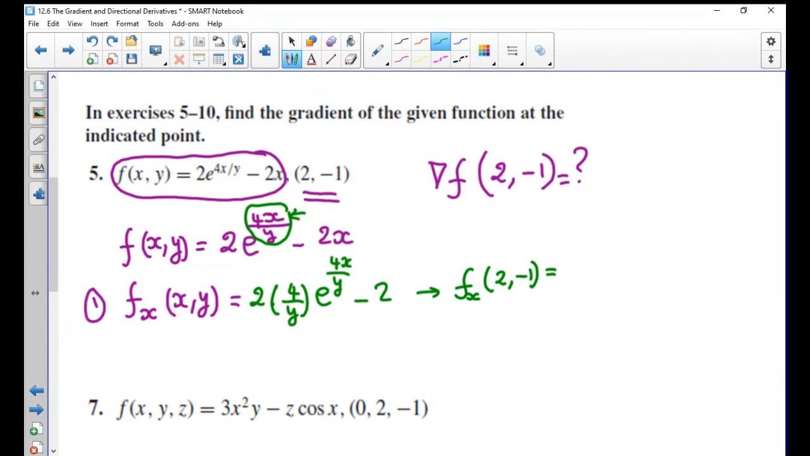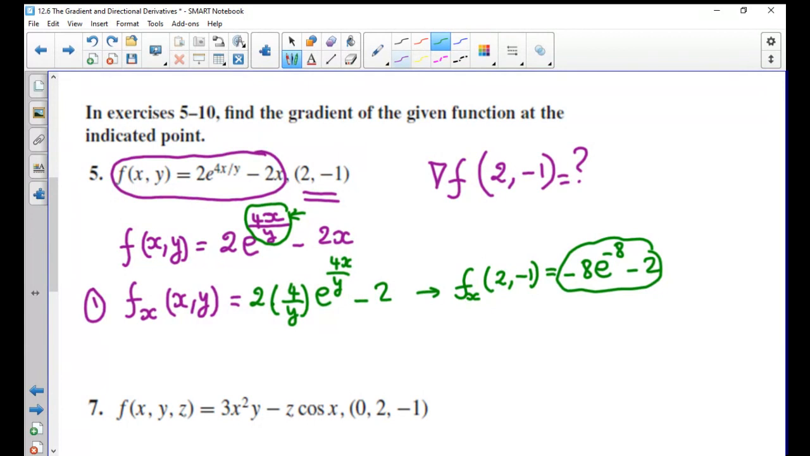That's it. So you can find fx at 2, minus 1 by substitution. If we substitute here, it's going to be minus 8 e to the power of 4 times 2, 8, e to the minus 8, minus 2. Substitute x with 2, y with minus 1, and I think you will get that.